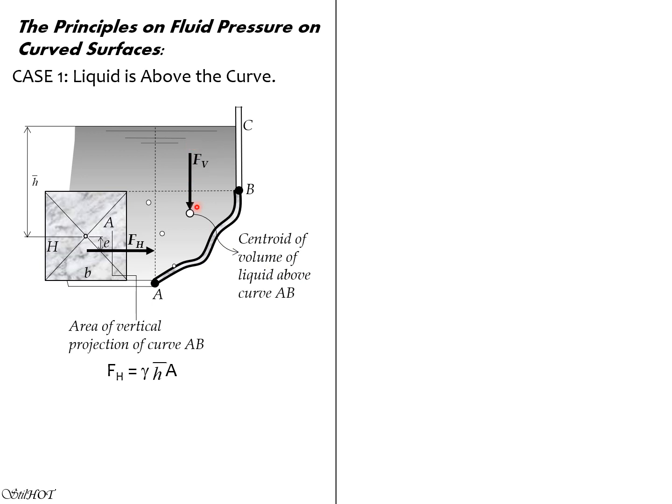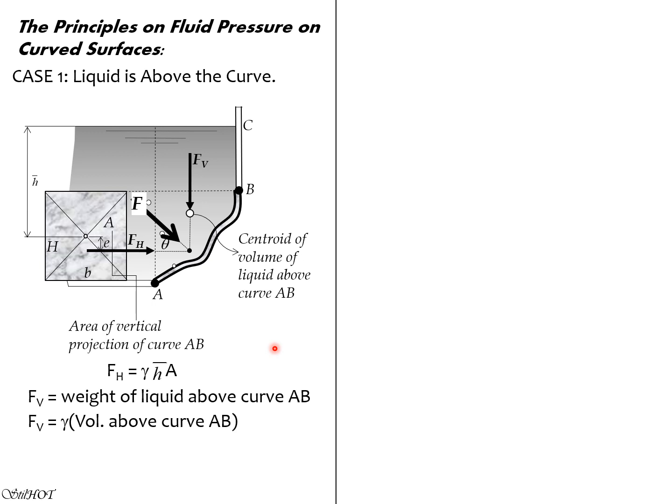And it should pass through the centroid of this volume, because Fv is simply the weight up to the liquid surface. So therefore, the resultant force acts here, and you can compute the magnitude of this resultant force as the square root of Fh squared plus Fv squared. And it makes an angle of theta, of course. So Fv is the weight of liquid above curve AB. It is gamma times volume above curve AB.